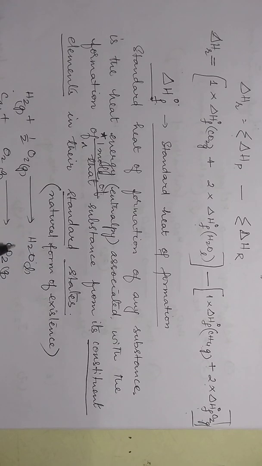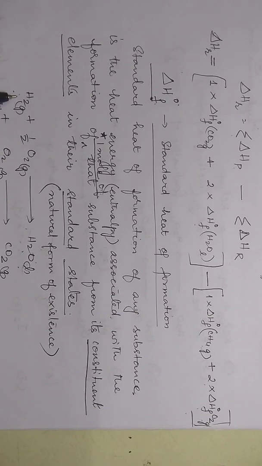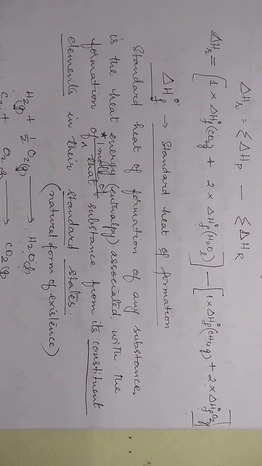Supposing you want to write the equation for the standard heat of formation of water. Water is H2O. What is H2O made up of? Hydrogen and oxygen. The elements which make up water are hydrogen and oxygen. Now this is how the equation has to be written. It is the formation of 1 mole of that substance, only 1 mole, from its constituent elements, hydrogen and oxygen, in their standard states. Hydrogen exists in the form of gas, oxygen also exists in the form of gas, and here it should be only 1 mole.